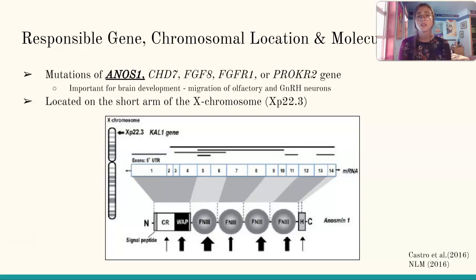And so this gene is important for brain development, and so when we see mutations that occur, such as substitutions or deletions in that genomic code, there is not a proper migration of those olfactory neurons and those GnRH neurons, which is why we see that impaired sense of smell and impaired sexual development. Specifically, this gene is located on the short arm of the X chromosome in the XP22.3 region.